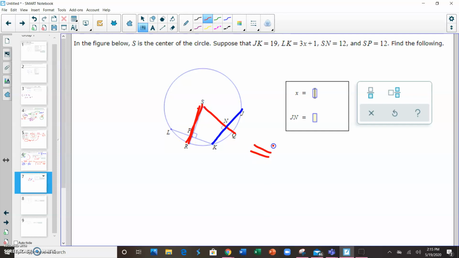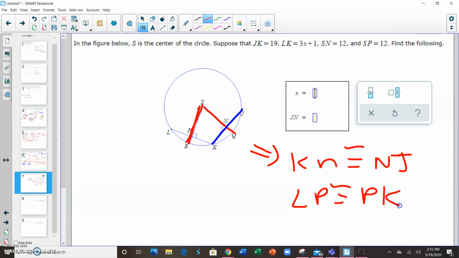So that means that KN is congruent to NJ, which means they're the same length. Also, same thing over here, LP is congruent to PK.